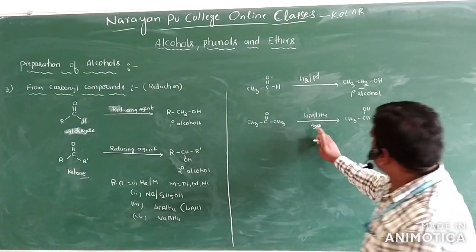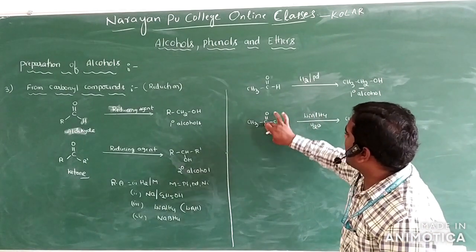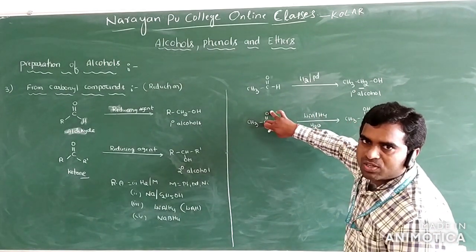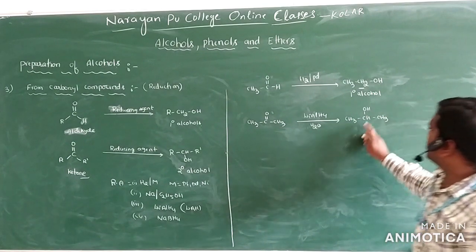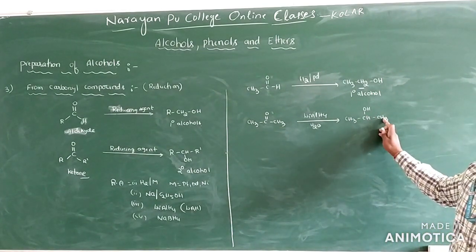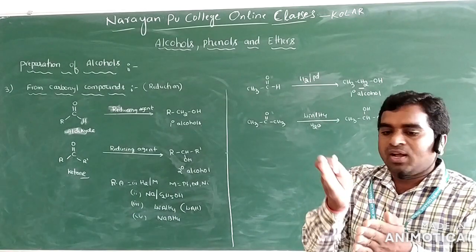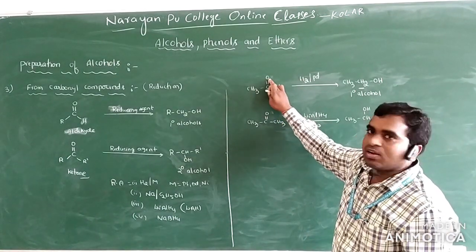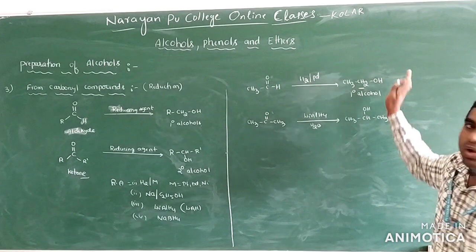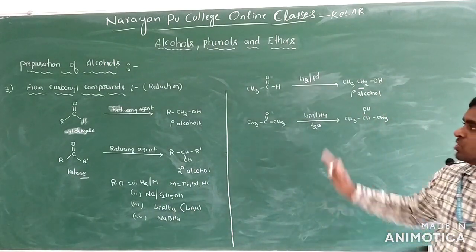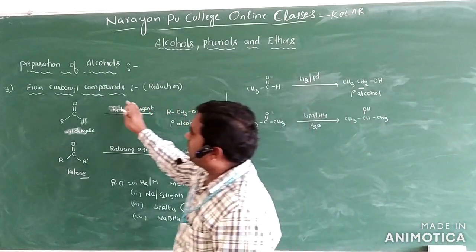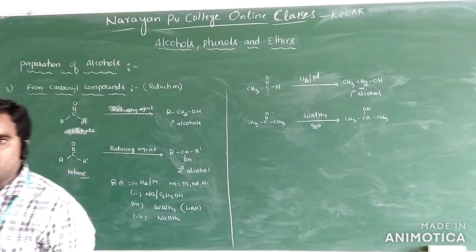So that's why you see, one H you add here, and another H adds to the oxygen, and converts the double bond into a single bond. All of these are reducing agents. Reducing agents, what will they do? They convert the carbonyl group into a CH-OH group. So this is another preparation of alcohols from the carbonyl.